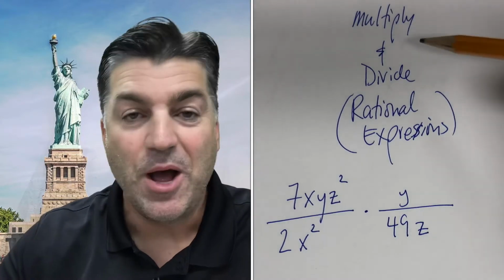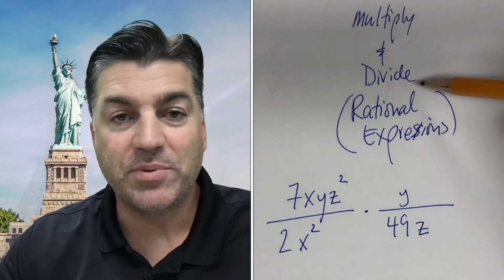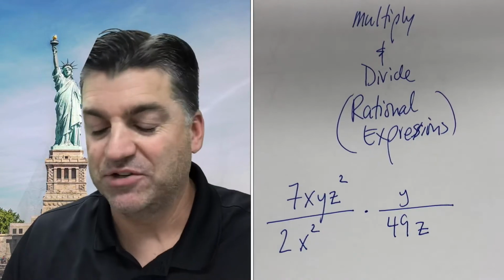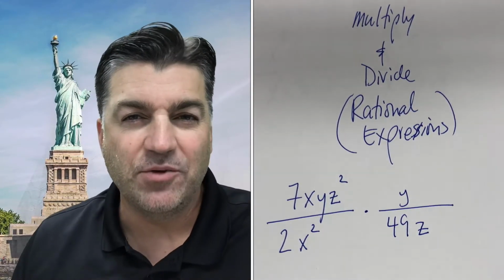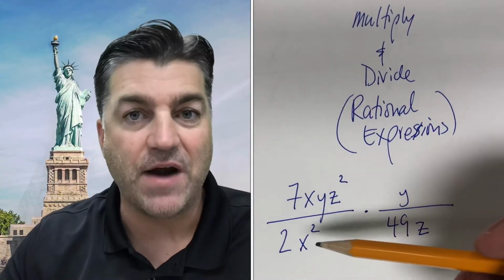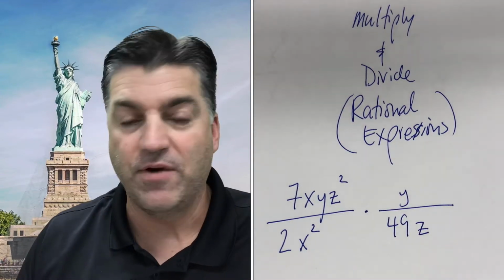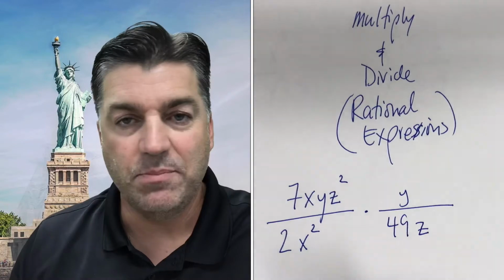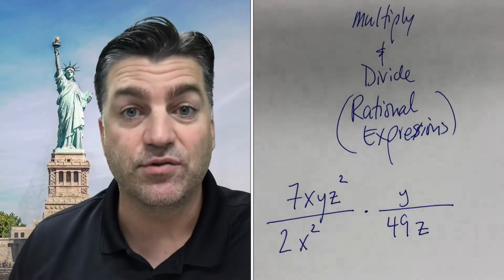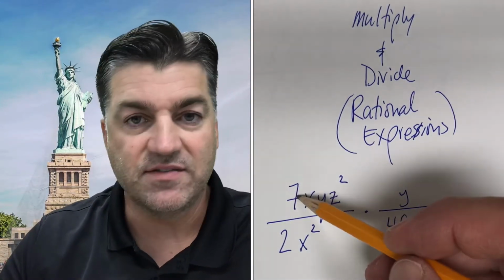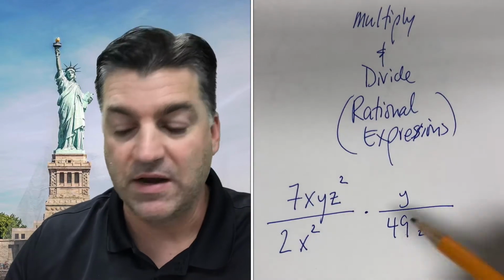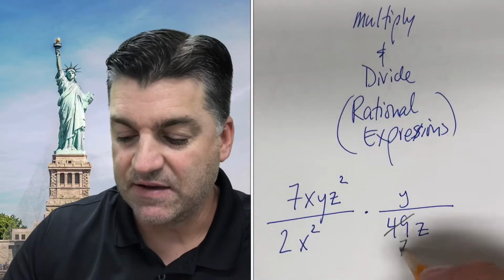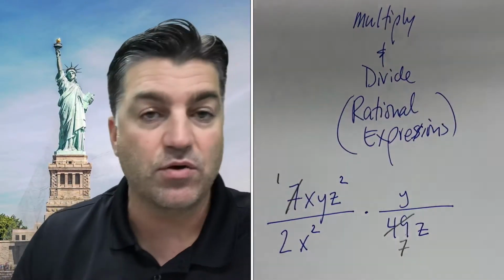Welcome to a little video on multiply and divide rational expressions. So now when I say rational expressions, it means that there's a fraction times another fraction or a fraction divided by another fraction, things like that. So we want to be able to know how to cross cancel stuff. So notice that this 7 cross cancels with this 49. So I'm going to change that 49 to be 7, and that 7 goes away to 1.